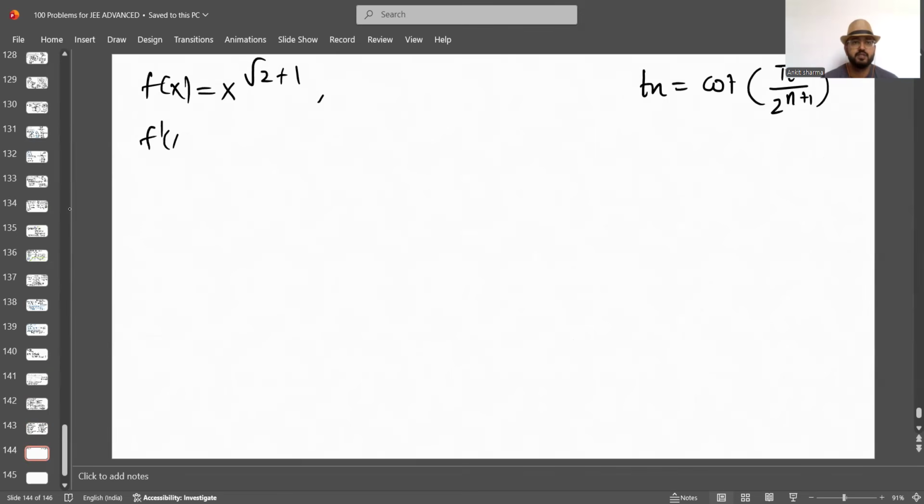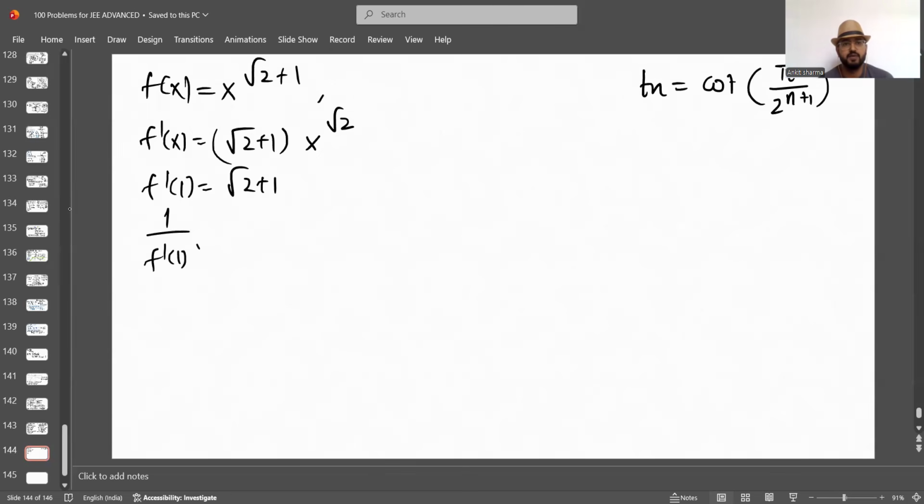Now I need to differentiate this. So f dash x will be simply root 2 plus 1 into x to the power root 2, so the 2 minus 1 cancels. And I need f dash of 1, which turns out to be root 2 plus 1. So 1 over f dash of 1 will be equal to 1 over root 2 plus 1, which can be written as root 2 minus 1.